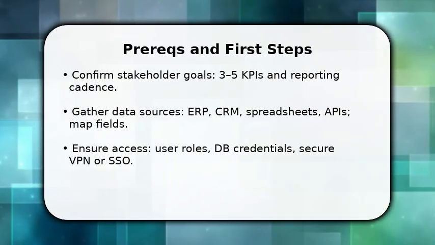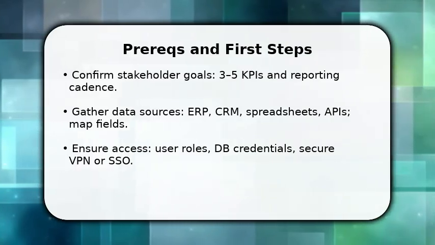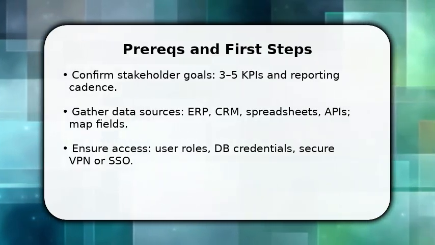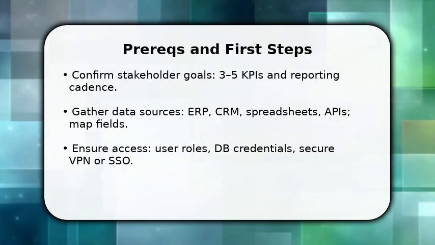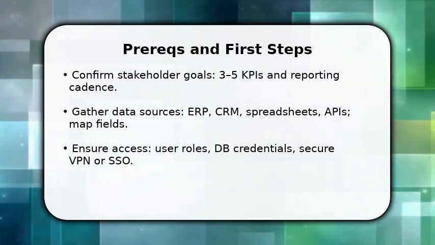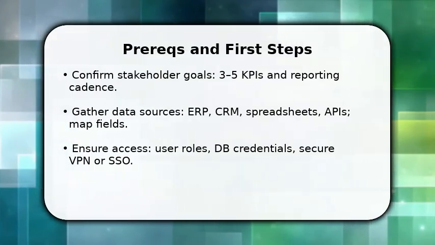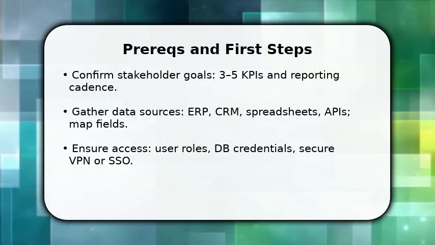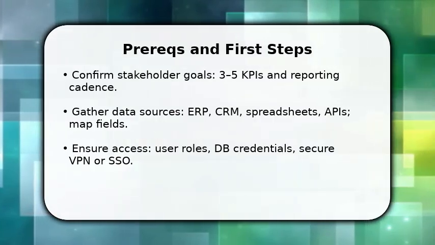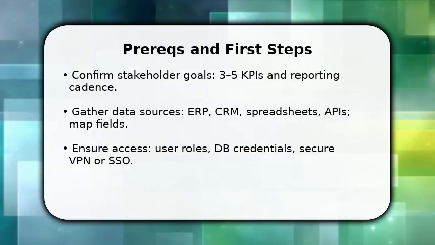You start by aligning with stakeholders. Confirm 3-5 KPIs and how often they need reports. Next, identify and map data sources, ERP, CRM, spreadsheets, and any APIs, so you know which fields matter. Once done, secure access, set user roles, obtain DB credentials, and verify VPN or SSO works.